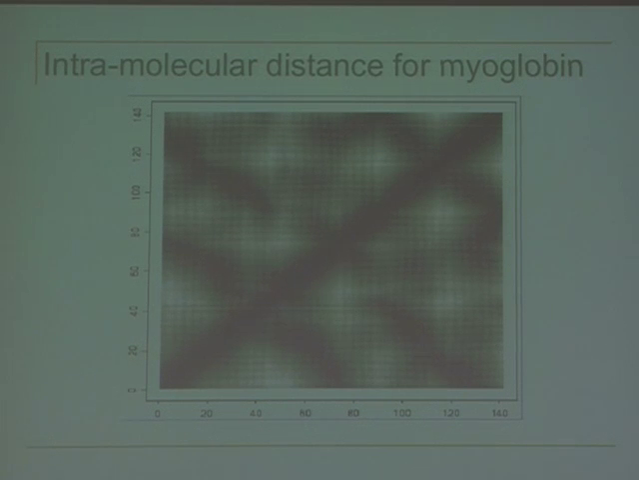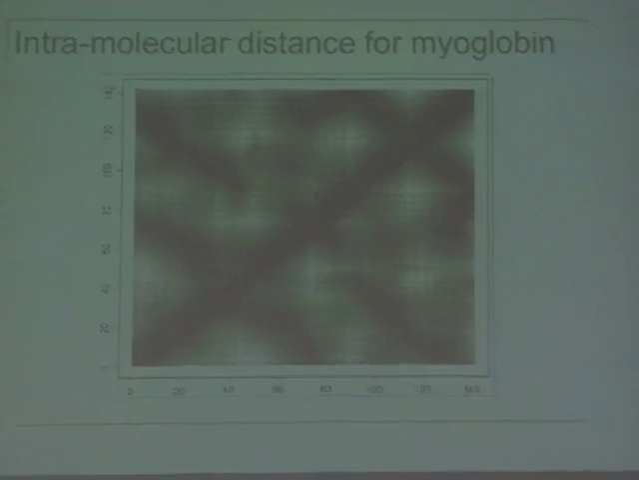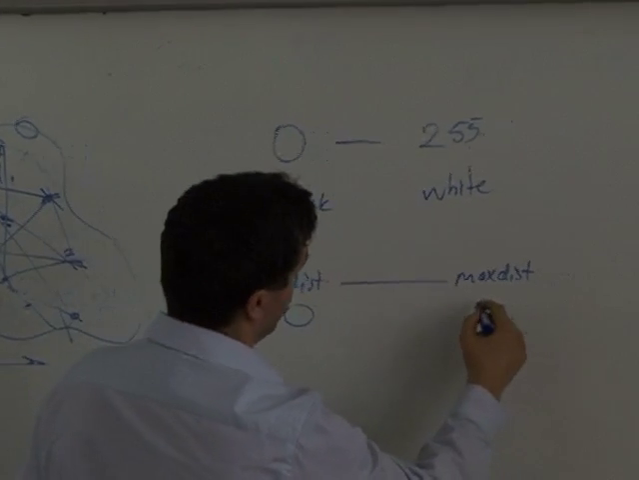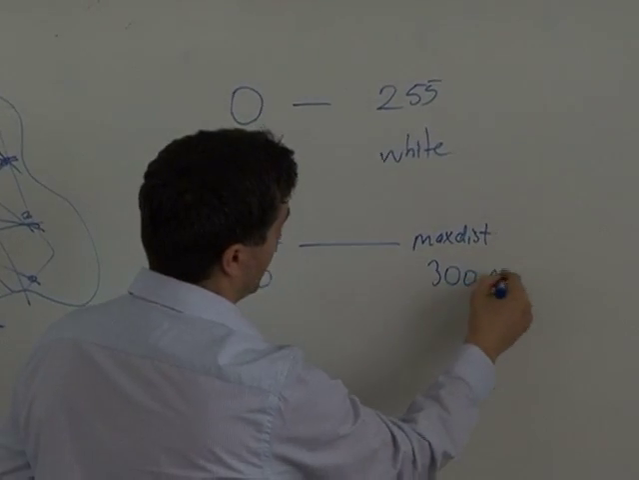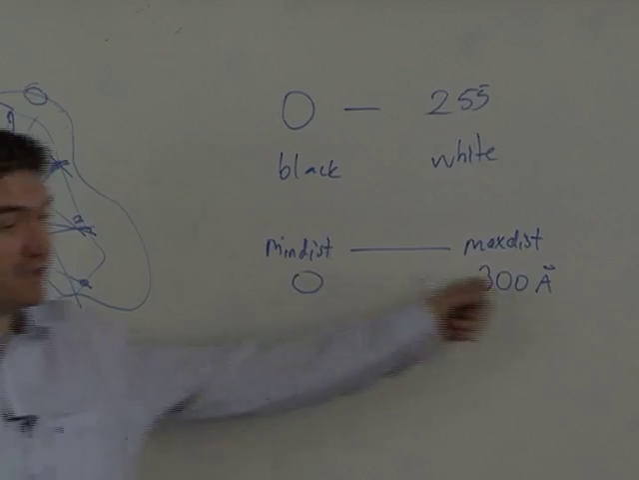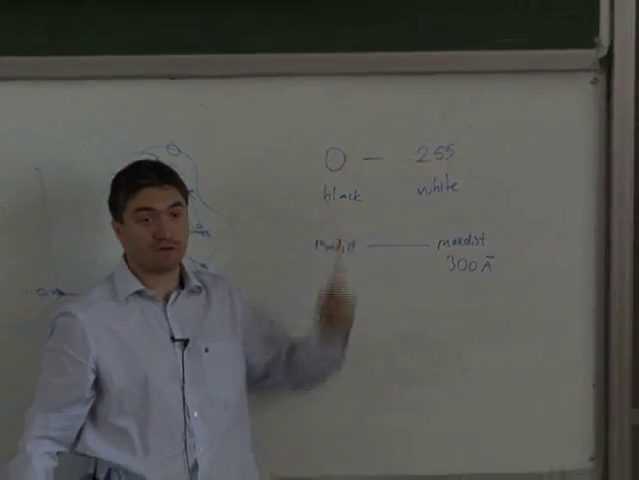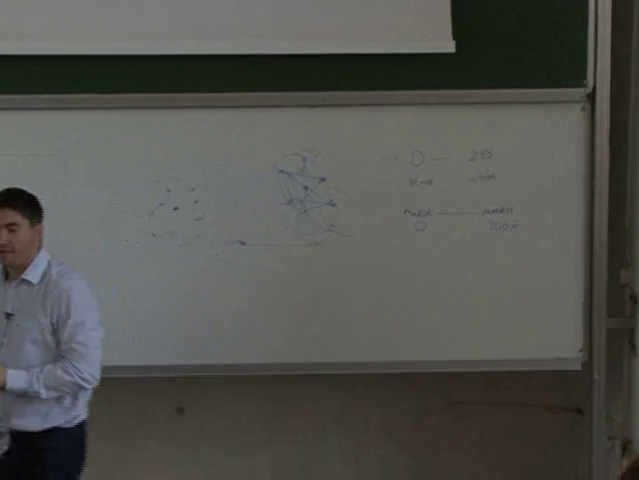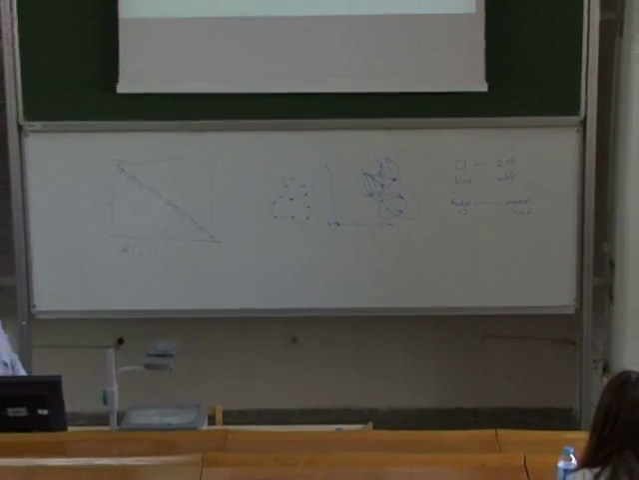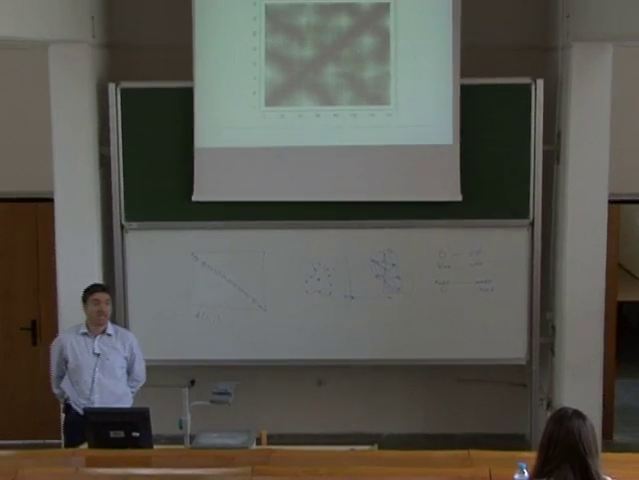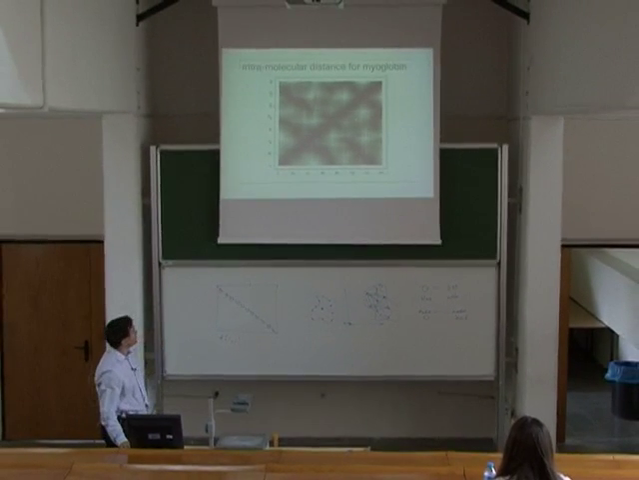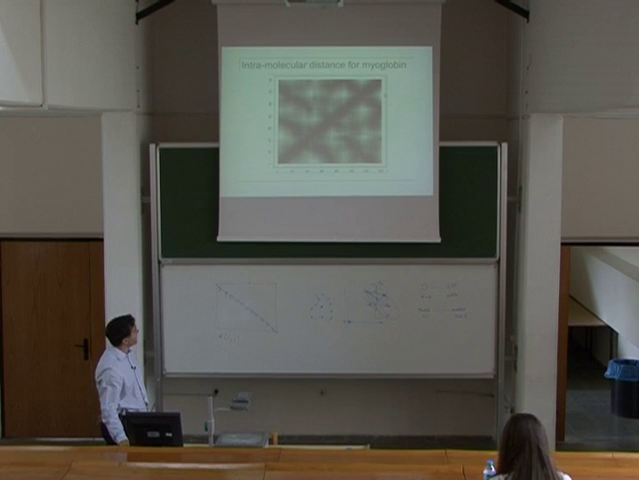If we are using grayscale, what we can do is linearly normalize the values between min distance and max distance. For example, your minimum distance can be 0, and your maximum distance is 300 angstroms, I'm just assuming. You can rescale these distances between 0 and 255 into this color space, and at the end, you can visualize your inter-atomic distance matrix like this. The diagonal is completely black.